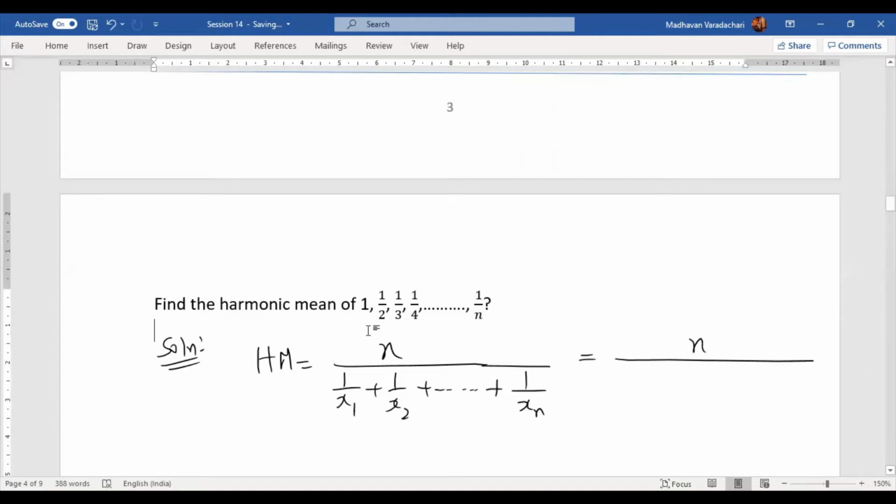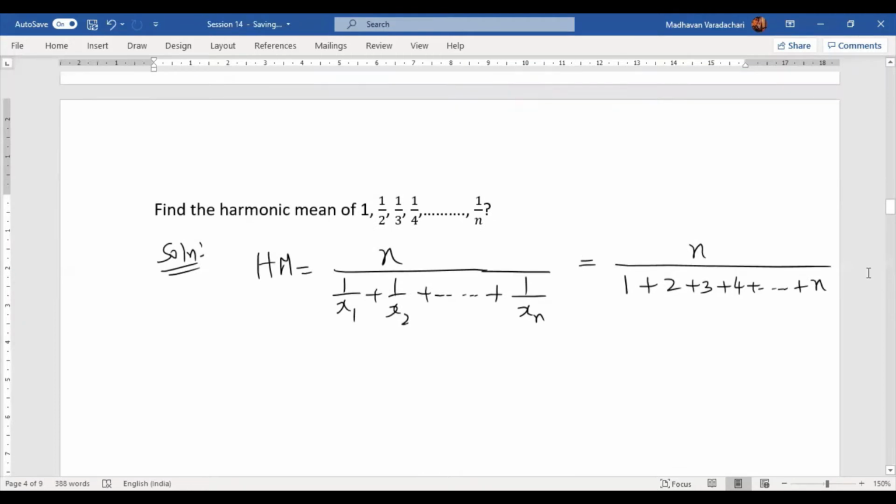Sum of its reciprocals. Reciprocal of 1 means inverse of 1 is 1 only. Reciprocal of 1 by 2 means inverse of 1 by 2 is 2. Inverse of 1 by 3 is 3. Inverse of 1 by 4 is 4, plus and so on. Inverse of 1 by n is n.